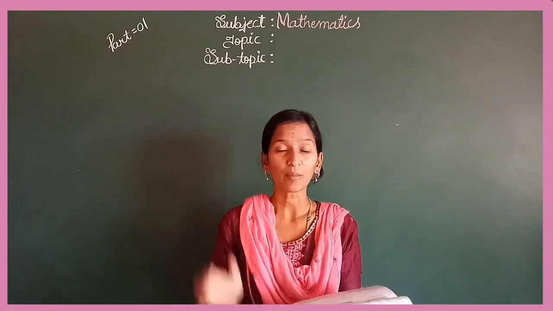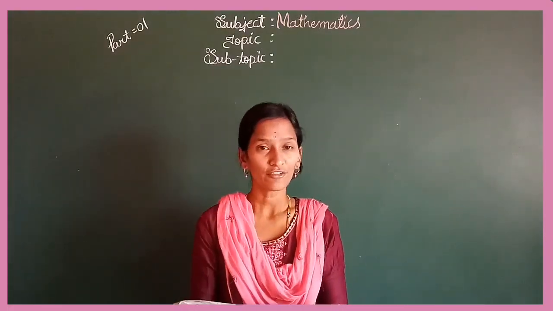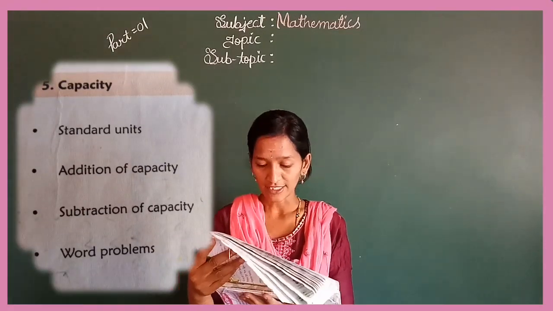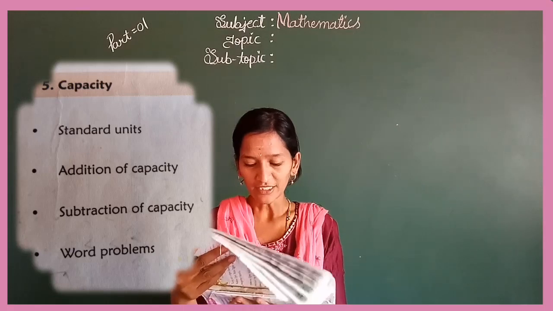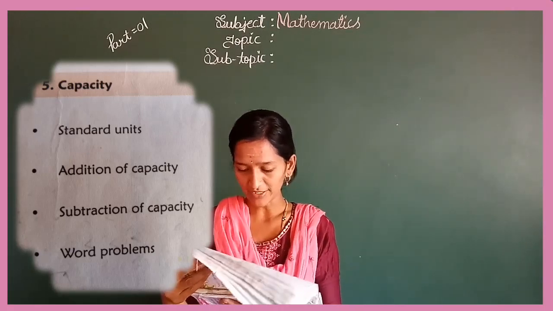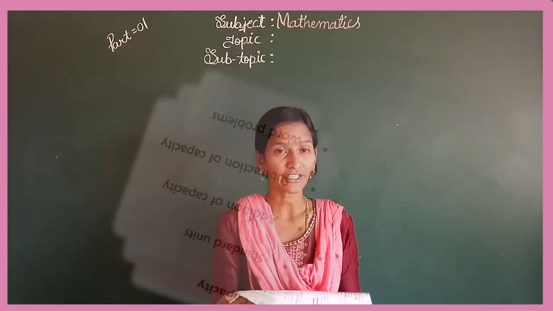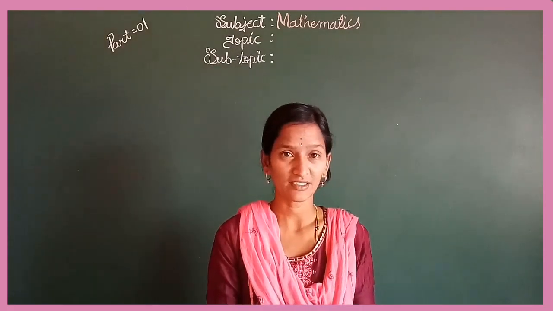I am reading the subcontents of the chapter. All of you listen here. The first one, standard units. Second one, addition of capacity. Third one, subtraction of capacity. And the last one, word problems. So these are the subcontents of the chapter capacity.